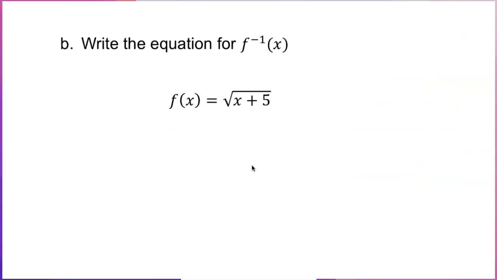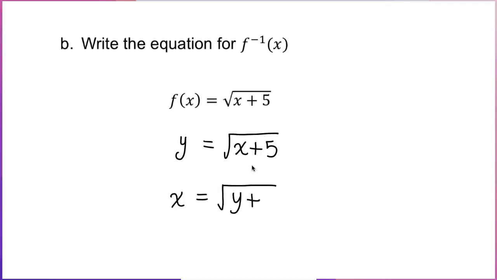Now, how do we do that? You first write f of x as y, but keep everything the same for right now. After that, switch x and y. Instead of y equals, say x equals. Instead of square root of x plus 5, inside that square root, put y plus 5. So you interchange x and y, okay?